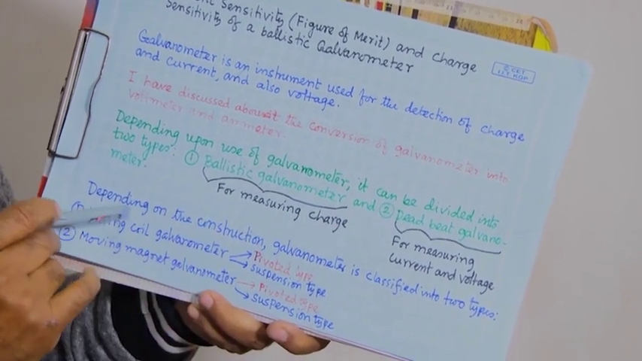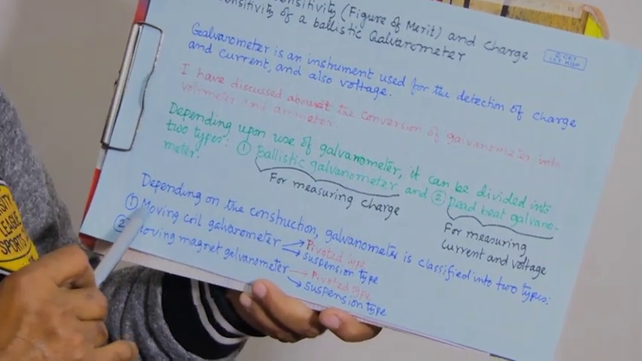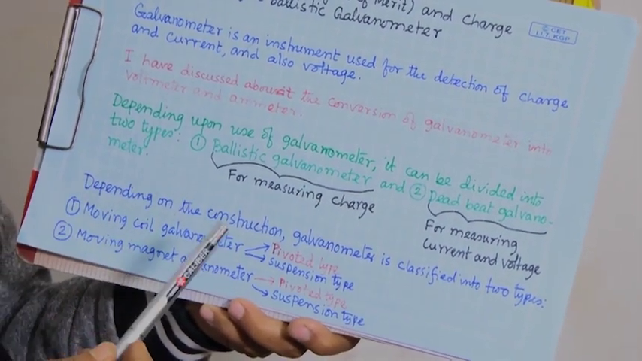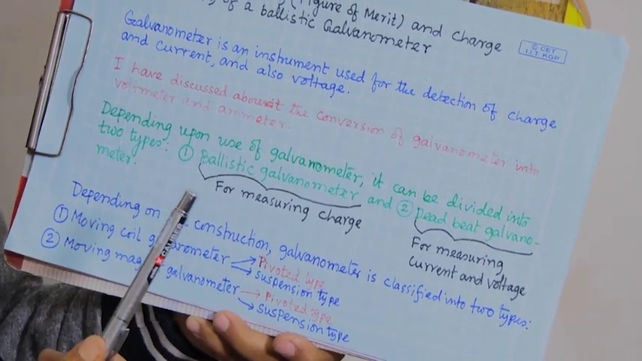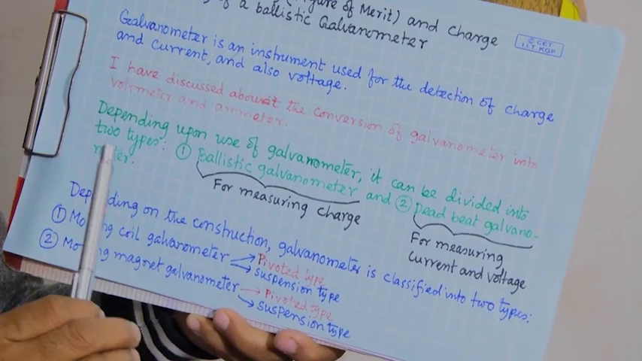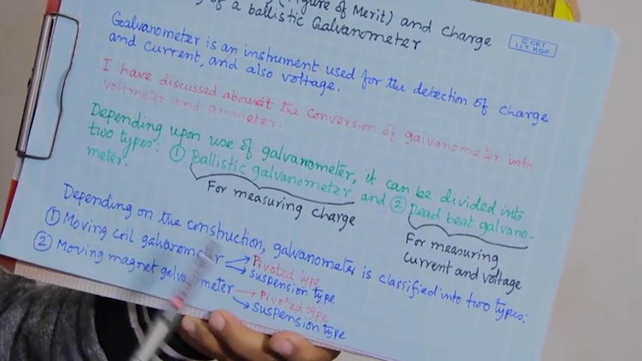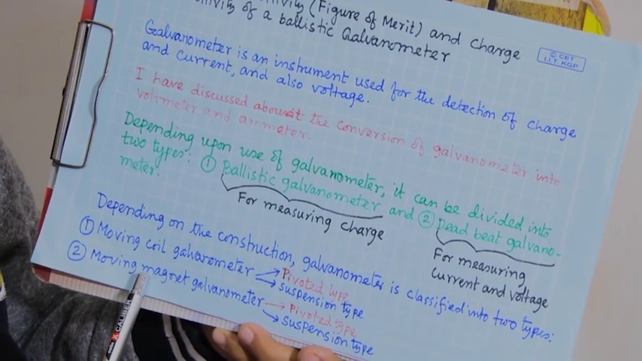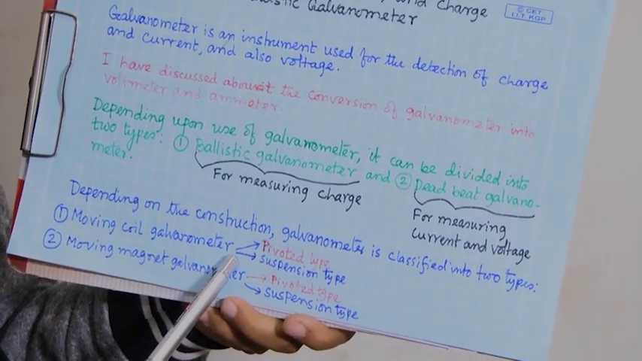Again, depending on the construction, a galvanometer is classified into two types: moving coil galvanometer and moving magnet galvanometer. In a galvanometer, you know that there are two parts: one is a permanent magnet, and another is a coil. Either the coil will move and the permanent magnet will be fixed, or the coil is fixed but the permanent magnet will move. Okay, so these are two types depending on whether the coil or the permanent magnet is moving. Now again, for each case, there are two types: one is pivoted type and another is suspension type.